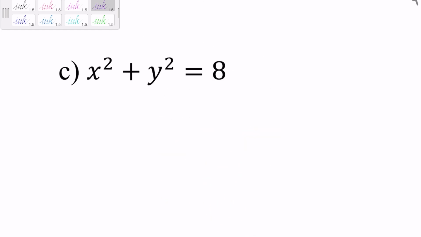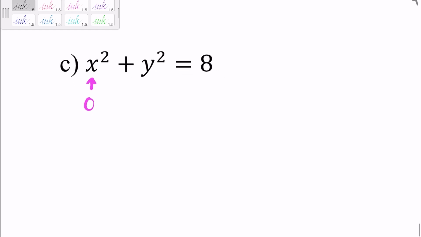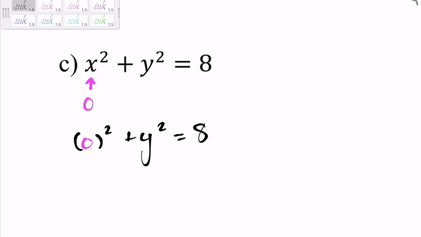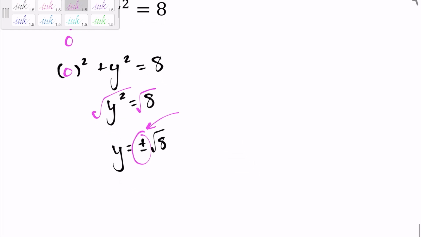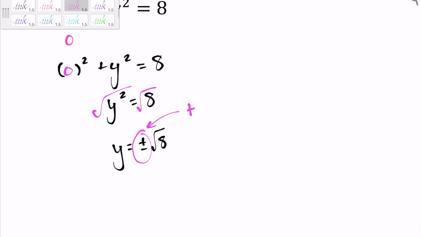This next one, again, I have an equation, so I'm going to plug in a value for x. 0 is my easiest. So here I can see because I have this plus minus, that means I have two solutions. That means that this is not a function.